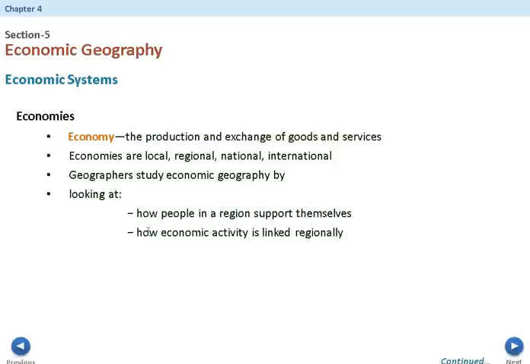So for example, if I buy something, do I trade things? Do I give them money? What type of system do we have? Does the government tell me what I have to buy? Does the government tell me what I have to sell? All of that goes into our economic systems.